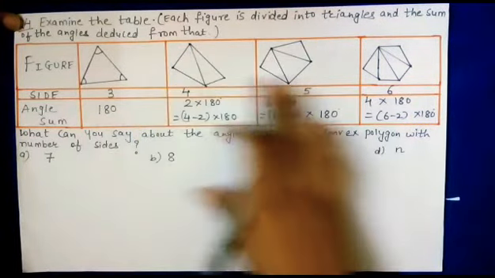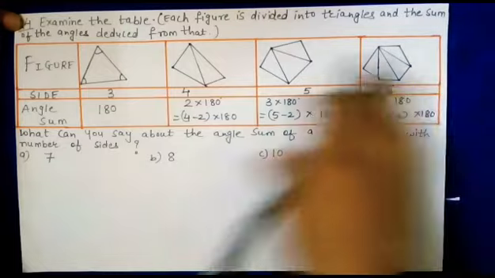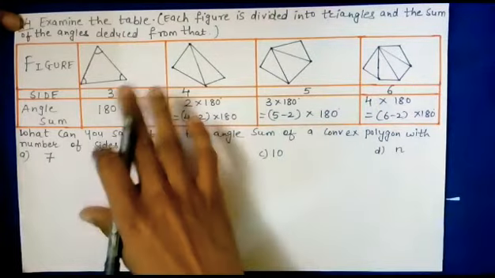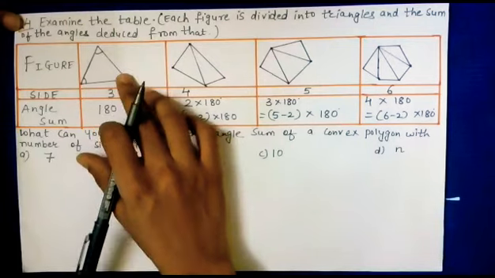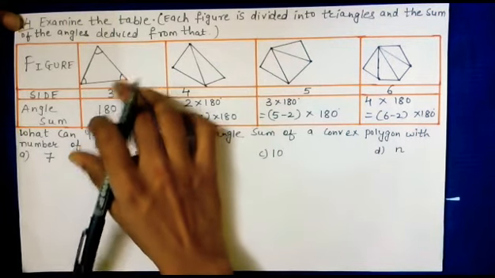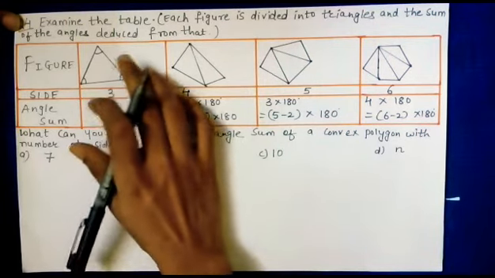Now as you can see, polygons are given to us. All are made up of straight line segments. So these all are different types of polygons. First figure is a triangle. Now in a triangle there are total 3 sides and 3 angles.